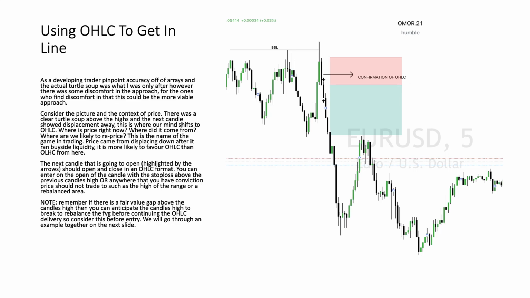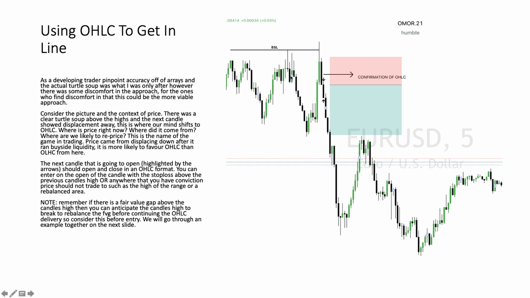You can enter on the open of the candle with stop loss above the previous candle's high or anywhere that you have a conviction price should not trade to, such as the high of the range or any rebalanced area. Remember, if there is a fair value gap above the candle's high, then you can anticipate the candle's high to break to rebalance the fair value gap before continuing on with the open high low close delivery. So consider this before entry, right?